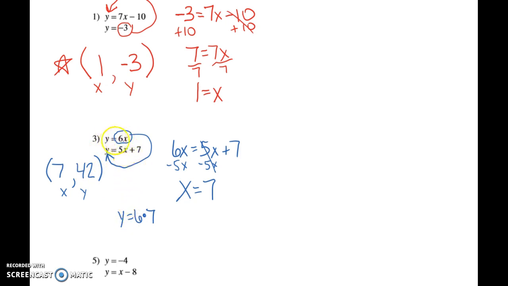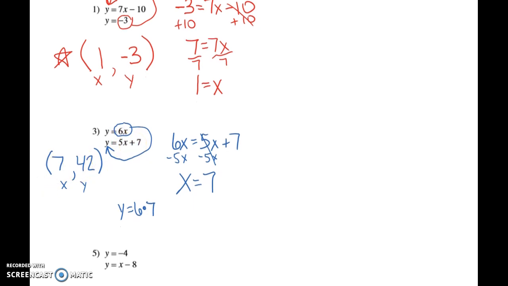Notice, now I chose this equation. I could have also taken this 7 and put it in right here. 5 times 7 is 35. 35 plus 7 is also 42. So when you're trying to find y, you plug it into a y equals equation, and you could choose either one. So now that one is finished. We have our full answer. You guys can pause this if needed, catch up, whatever you need to do.